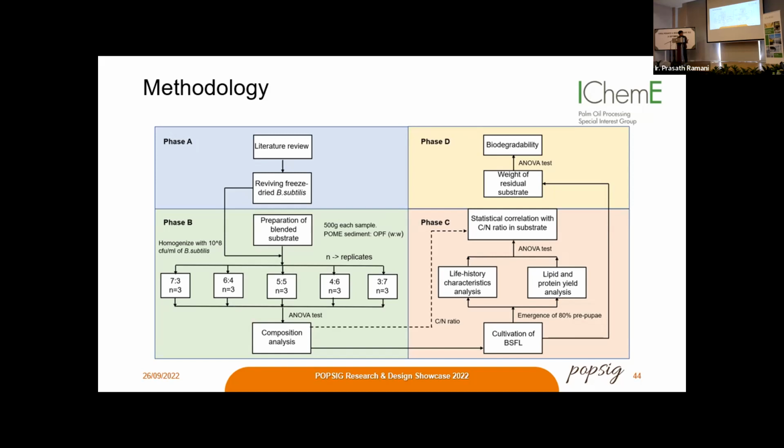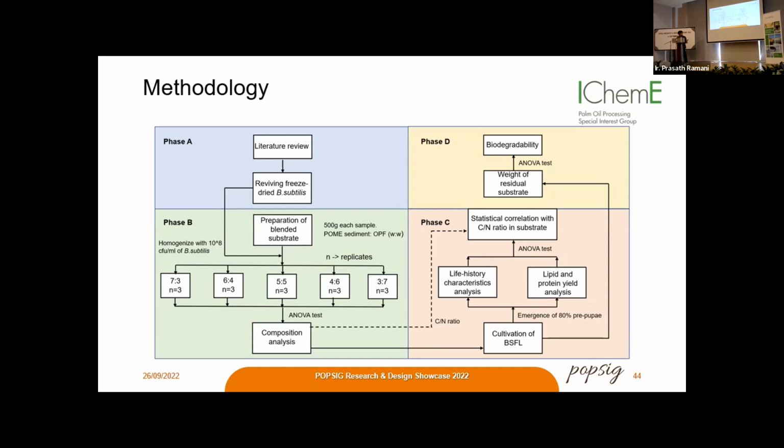And in phase C, we will feed the blended and also fermented substrate to the BSFL. We will wait and observe until about 80% of the total population emerge as the pre-pupae. We will collect data such as the life history characteristics and lipid and protein yield of the BSFL. And then after that, we will correlate the data we collected with the C:N ratio in order to build mathematical models to be used as inference for accurate calculation in the future.